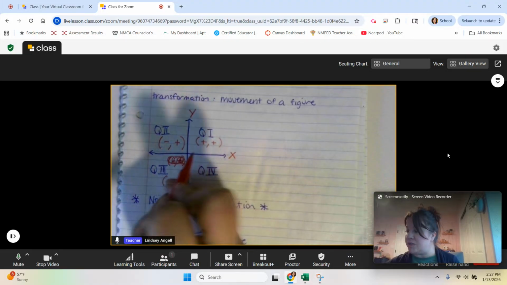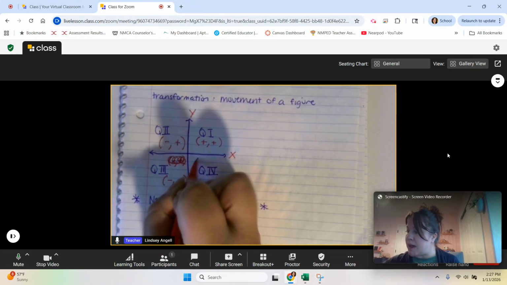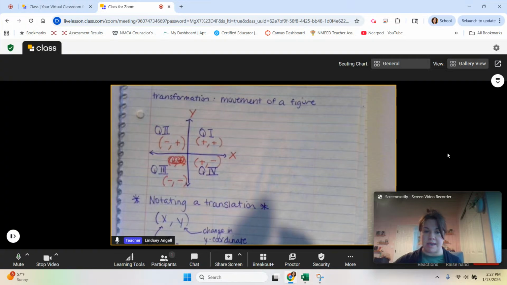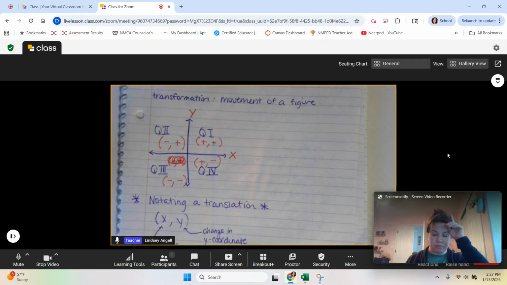And then down here in quadrant 4, well, now we are in the positives for the x value, but we've gone down for the y's, which gives us a negative value. Okay, so that's something to think about as well.